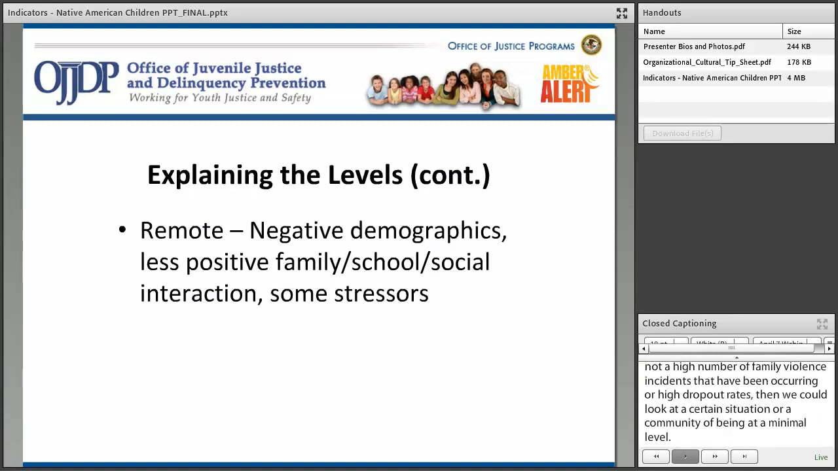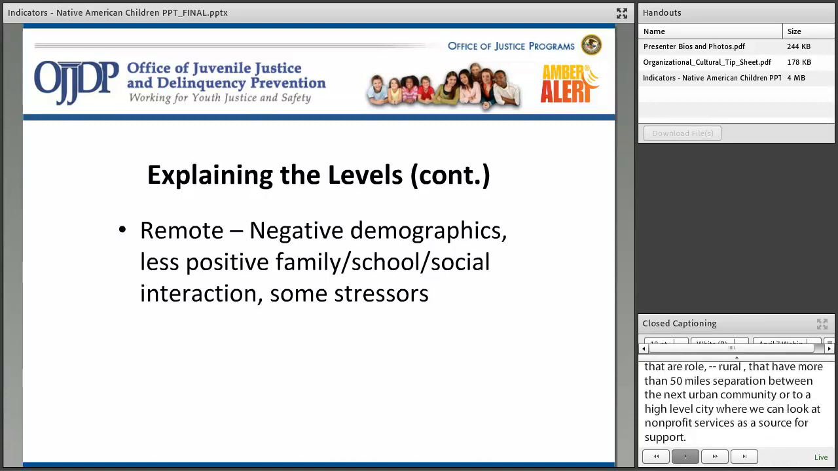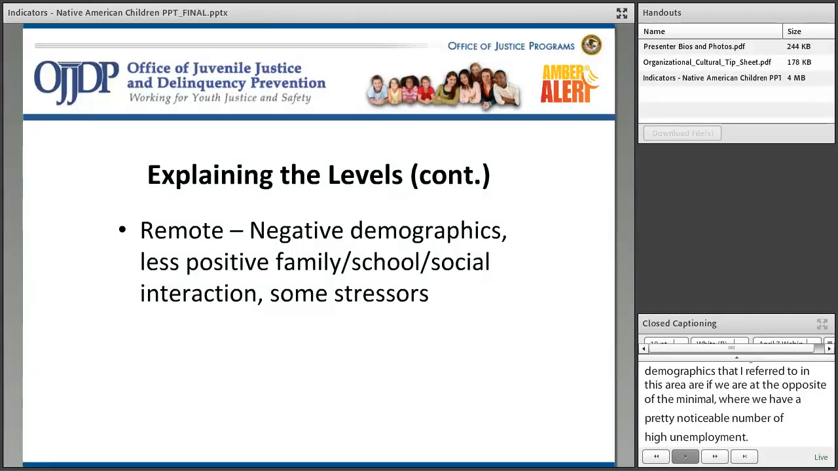So then our remote negative demographics, and I probably use this a little bit more in response to communities that are rural, that have more than 50 miles of separation from the next urban community or high-level city where we can look at nonprofit services and faith-based services as a source of support. But in these areas, the negative demographics I refer to are the opposite of the minimal, where we have a pretty noticeable number of high unemployment, a noteworthy percentage of folks, or community spots that have violence.